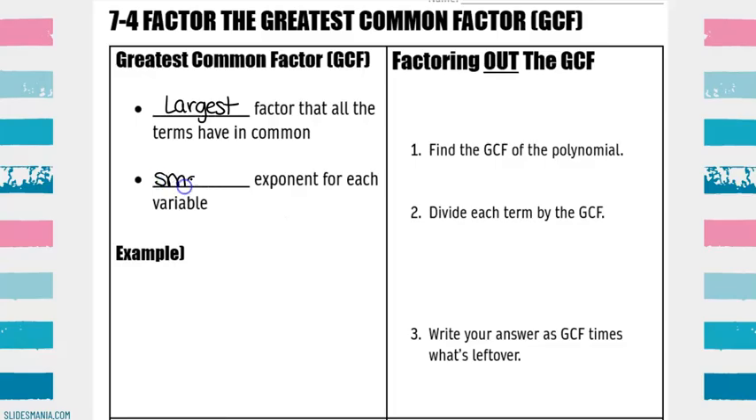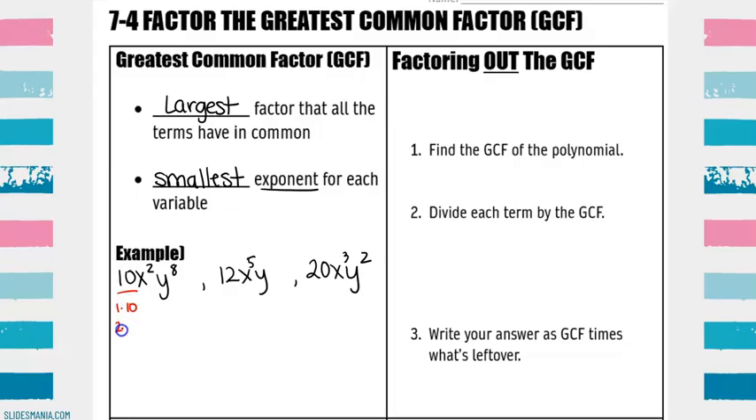And in particular, if you wanted something for variables, it is the smallest exponent for each variable. So an example of this: 10x^2y^8, 12x^5y, and 20x^3y^2. Now notice we have variables and numbers in here, but we're just going to look at them separately from each other. So let's start with 10.